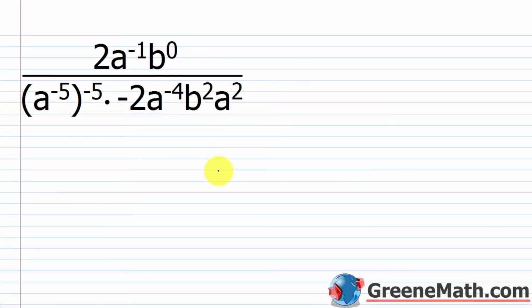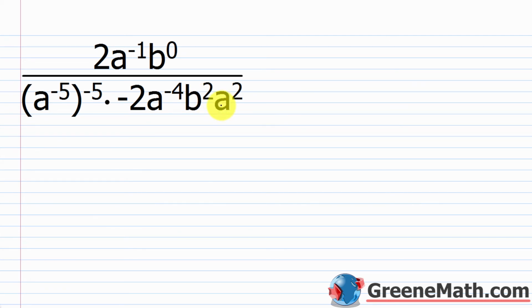All right, so let's look at a few practice problems before we move on to our topic of polynomials. So we have 2a to the power of negative 1 times b to the power of 0, and this is over. We have a to the power of negative 5, and this is raised to the power of negative 5, times negative 2a to the power of negative 4, times b squared times a squared.